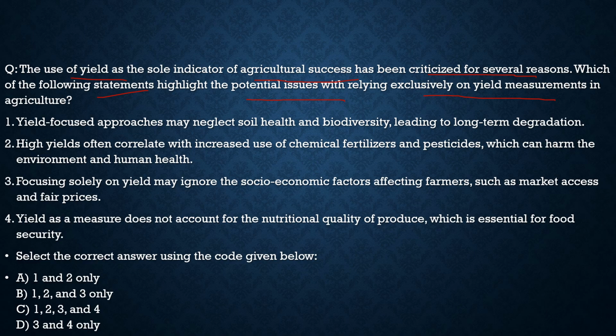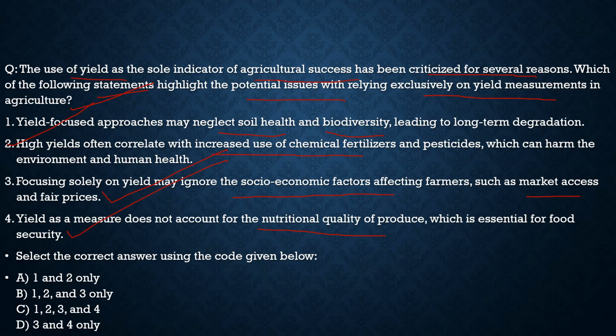First, a yield-focused approach may neglect soil health, 100% correct, and biodiversity, leading to long-term degradation, 100%. Second, high yields often correlate with increased use of chemical fertilizers and pesticides, which can harm the environment and human health, 100% correct. Third, focusing solely on yield may ignore the socio-economic factors affecting farmers, such as market access and fair prices, 100% correct. Fourth, yield as a measure does not account for the nutritional quality of the produce, which is essential for food security, 100% correct.